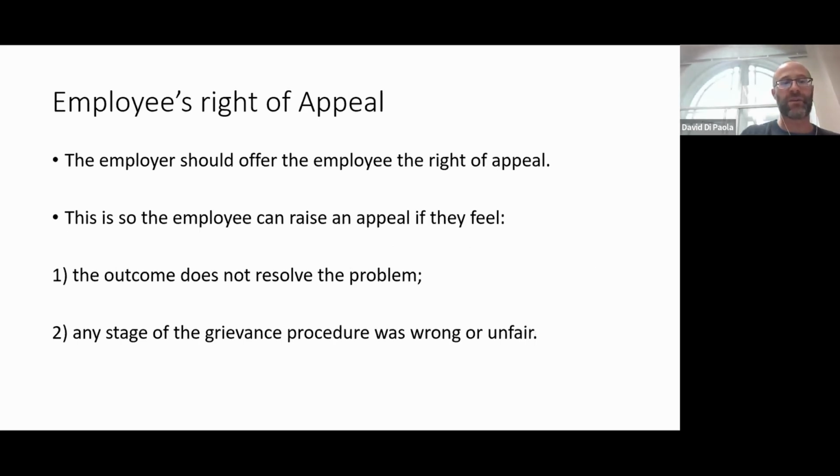And quickly, just looking at right of appeal, as I've said, the employee should be told that if they're unhappy with how their grievance is decided, they have a right of appeal. Basically, the appeal grounds for the employee really should be if they think the process was unfair, or they don't think that the outcome has been appropriately resolved.